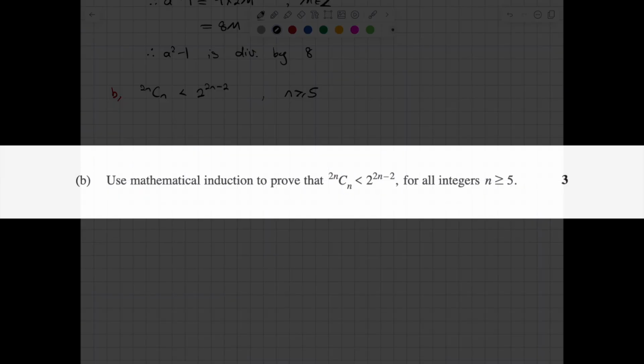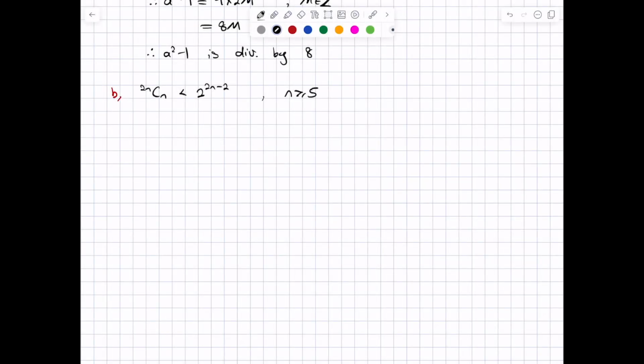Part B. Use mathematical induction to prove that 2n choose n is less than 2 to the power 2n minus 2 for all integers n greater than or equal to 5. Okay, so we're going to start off with our base case, and that's when n is equal to 5. Our left-hand side will be equal to 10 choose 5, and simply punching that into the calculator tells us that this is equal to 252.